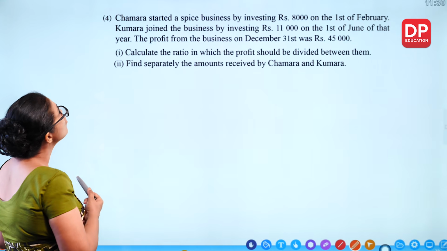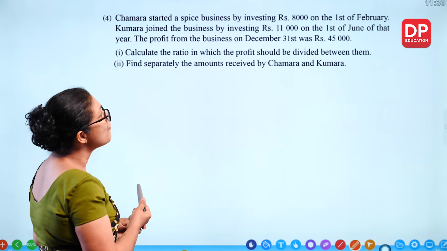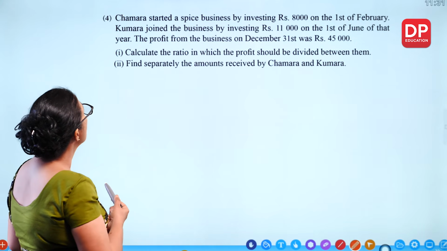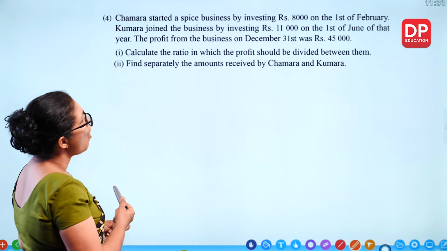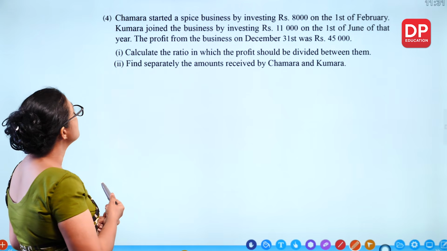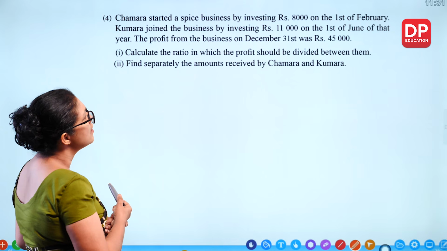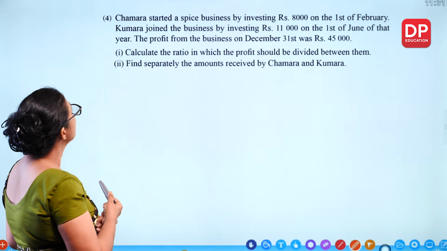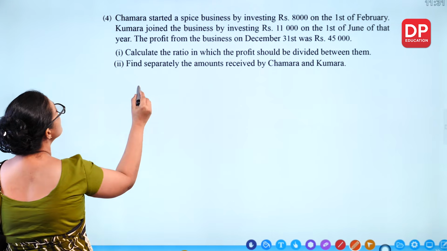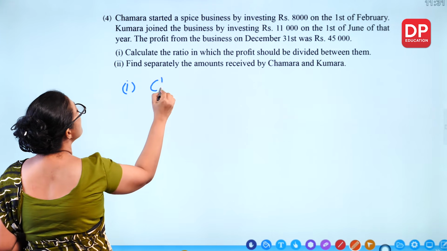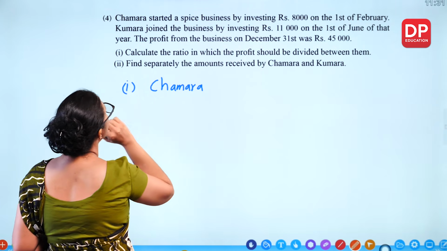Question number 4. Chamara started a spice business by investing 8,000 on the 1st of February. Kumara joined the business by investing 11,000 on the 1st of June of that year. The profit from the business on December 31st was 45,000 rupees. Calculate the ratio in which the profit should be divided between them. So this is Chamara and what's the other one? Kumara.